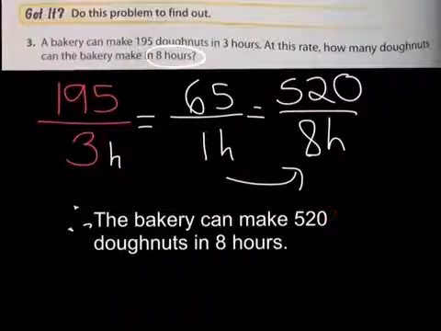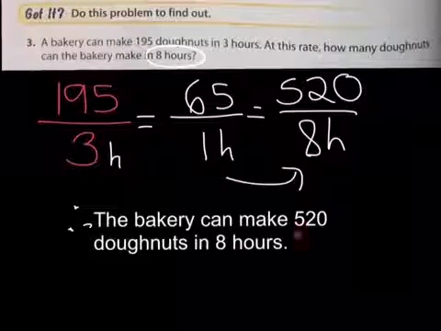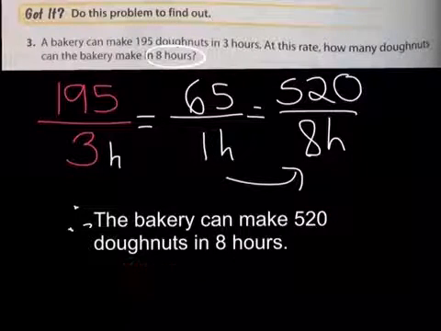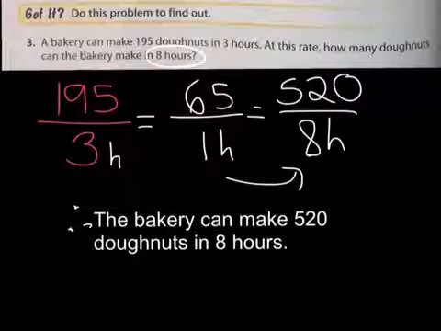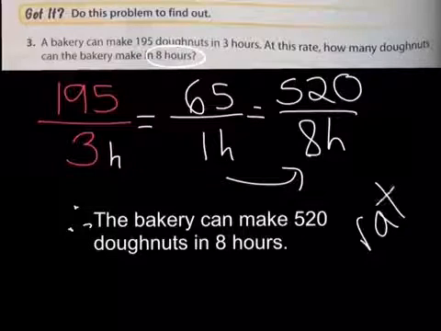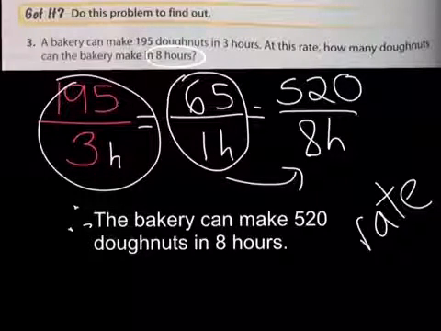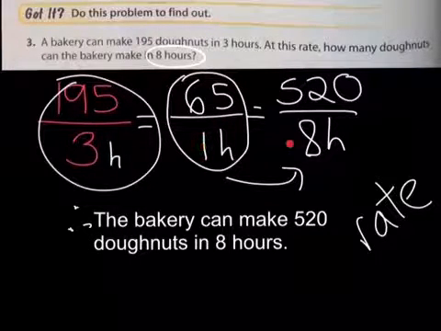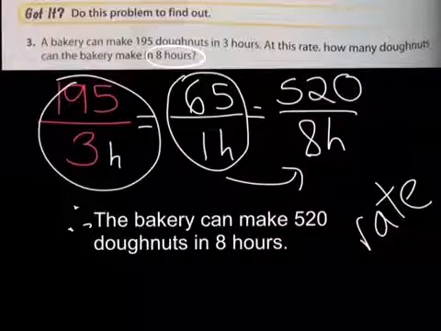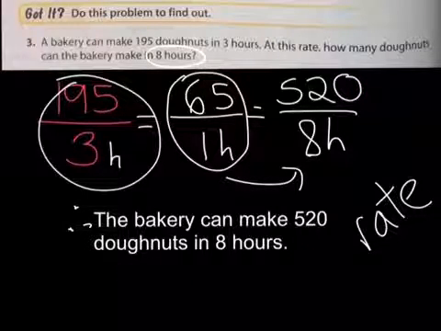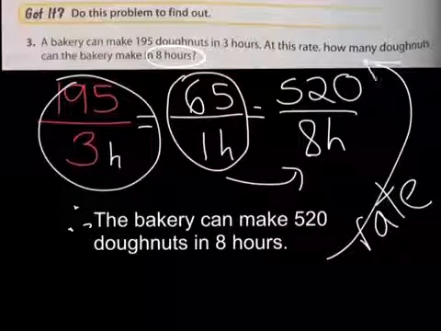Now remember, this is a constant rate. As long as nothing goes wrong, as long as the power doesn't cut out, as long as the employees stay working and everything stays at the same rate, at the same speed, because this is the original rate, the basic rate, the unit rate. Okay, as long as it stays at this speed, we should be able to make 520 in 8 hours. Okay? Please copy this down as a key answer right underneath the question.